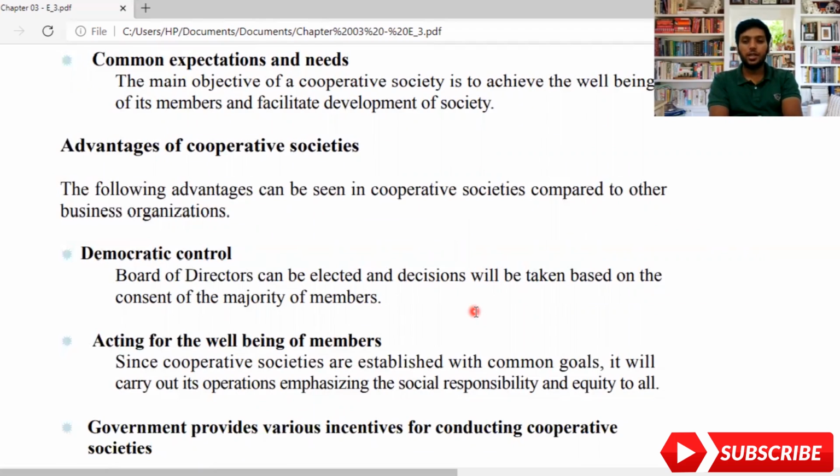Okay, so acting for the well-being of members. What is this acting for the well-being of members? You are always trying to do good. The decisions you are taking are going to benefit some people around you. Government provides various incentives for conducting cooperative societies. So government will always help you run the cooperative societies very successfully.